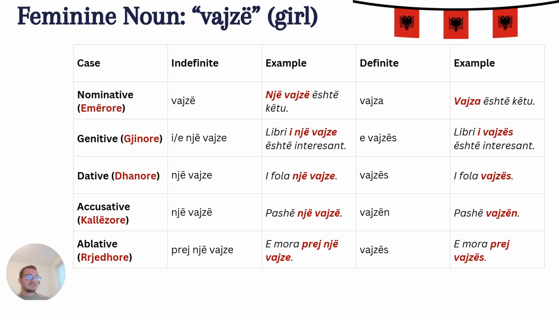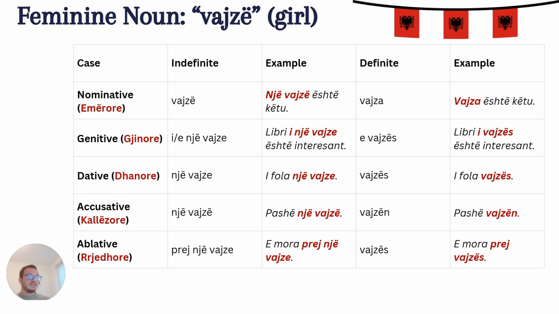Dative case, rasa dhanore, një vajze. Again, we only remove the article from the genitive case. I fola një vajze. I spoke to a girl. Kujt, remember the question. Kujt i fola? To whom did I speak? I fola një vajze. In the definite, vajzës i fola. Kujt i fola? I fola vajzës. I spoke to the girl.